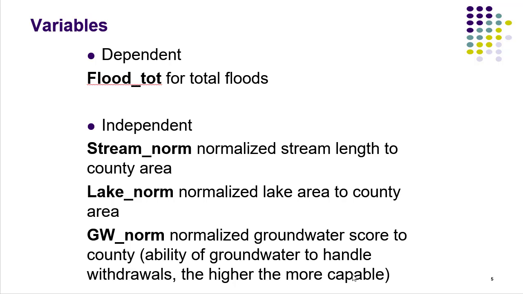Dependent variable again is flood total for total floods. Just a little bit of background on this. This flood data was provided by the National Climate Data Center at the National Oceanic and Atmospheric Administration, which is NOAA. The data was compiled from storm data from 124 regional offices of the National Weather Service. And we queried this database for events between September 2000 and August 2010, looking for flood and flash flood categories.